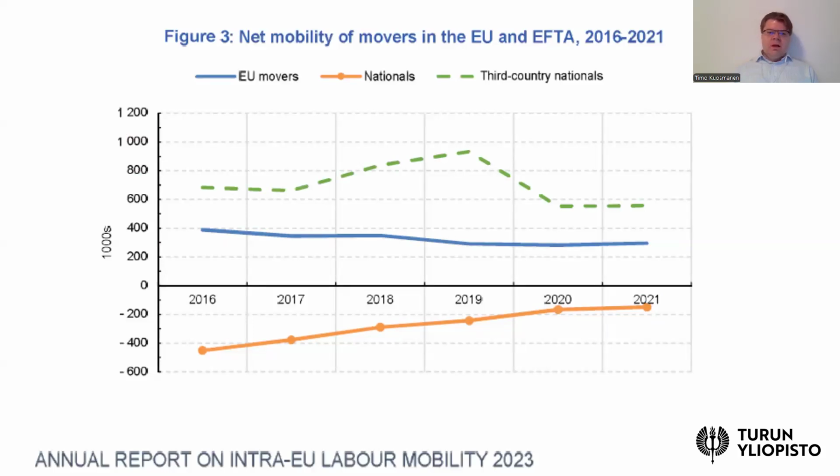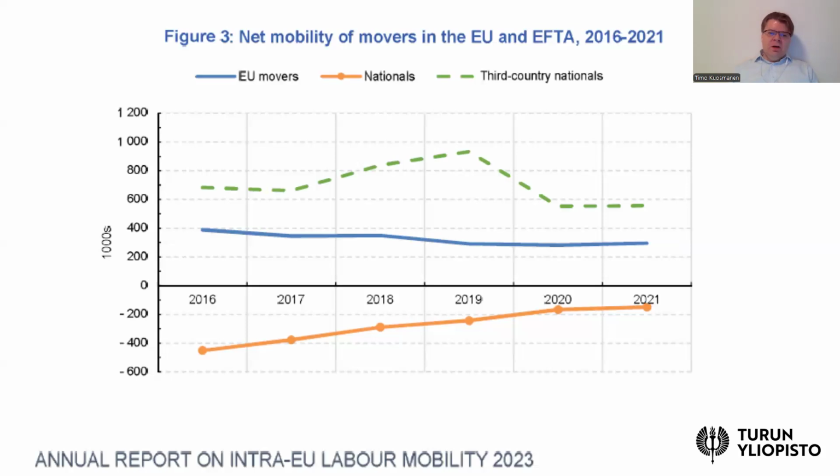So it's the blue line, which is fairly horizontal. It indicates that within the EU and EFTA countries, EFTA meaning the European Free Trade Association, there have been some 300,000 to 400,000 workers moving within this area. Compared to the total population of the EU and EFTA countries, this is of course relatively marginal, and compared to, for example, the labor mobility in the USA between different states, this remains fairly marginal.